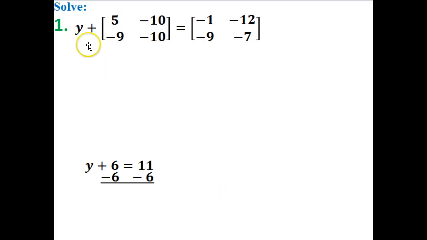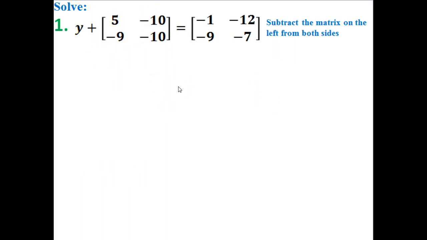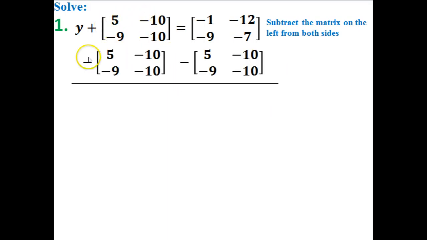Well, we've got a similar process right here. I've got a y plus, and then it gives me a whole matrix is equal to this other matrix. So in order to get y all by itself, this is still just addition. So essentially what we're going to do here is subtract from both sides this matrix right here. Okay, so we're going to subtract the matrix on the left-hand side here from both.